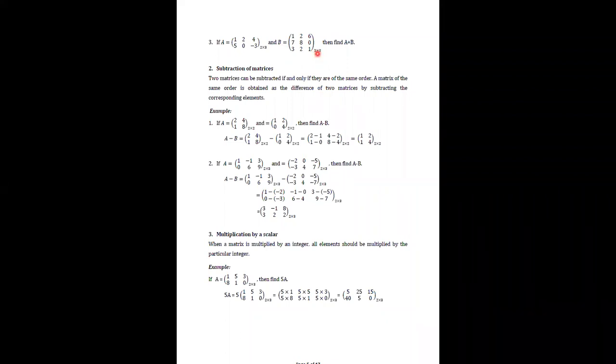Therefore, we cannot perform this matrix addition. It is because these two matrices are not conformable for matrix addition.